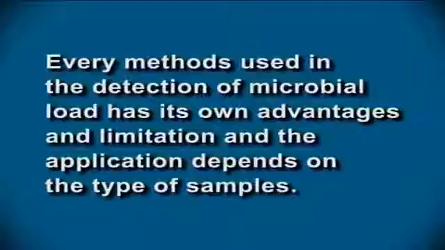Dear viewers, to conclude on the second part of cultivation of microorganisms, there are a number of methods for enumeration of microorganisms. Every method used in the detection of microbial load has its own advantages and limitations, and the application depends on the type of samples. In addition, it is also very important to know the physical parameters required for cultivation and enumeration of microorganisms, as microbial growth depends on parameters like pH, temperature, aeration, etc.